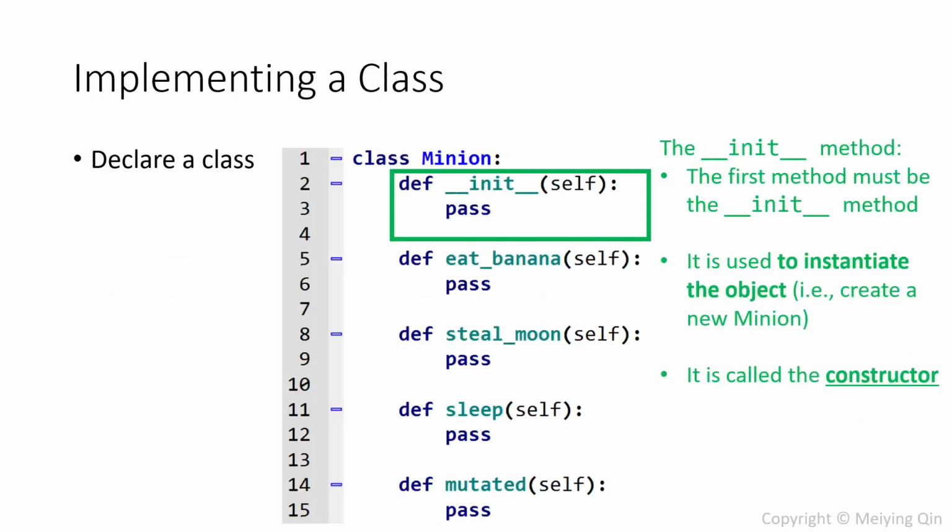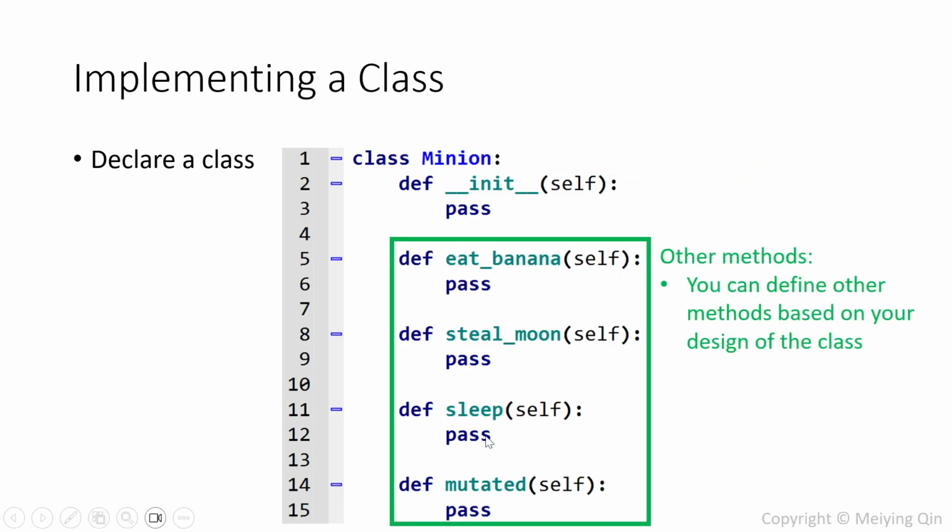Okay, so we are here. Now, these are the other methods. As I mentioned, you can also define other methods based on the design of your class, based on what you want your object to be capable of doing. For example, here we want the minions to be able to do these behaviors or actions. So these are what we define.